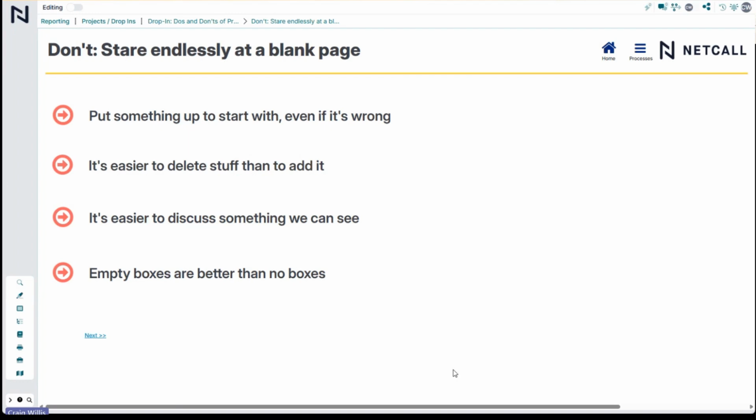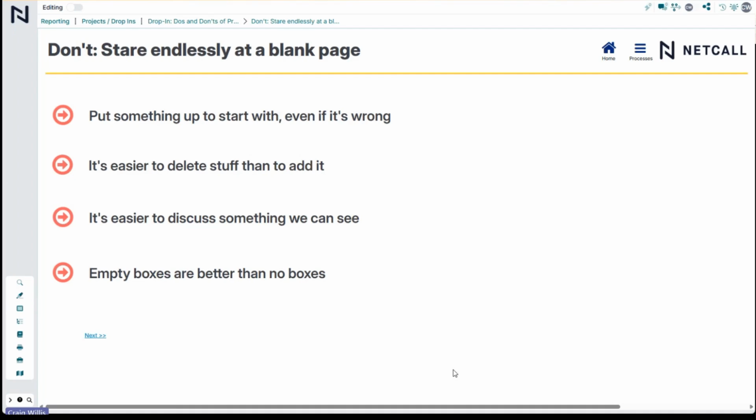So it's much better to just start putting boxes onto the page, start putting stuff into them as people are describing stuff. Just put it in there, even if it feels like it might be out of scope or it might be too detailed or whatever. Just start putting stuff on there, because it's much easier to remove stuff. It's much easier to criticize or discuss stuff if it's on the page than if it isn't. So it doesn't matter if it's wrong, because you can remove it if it's wrong.